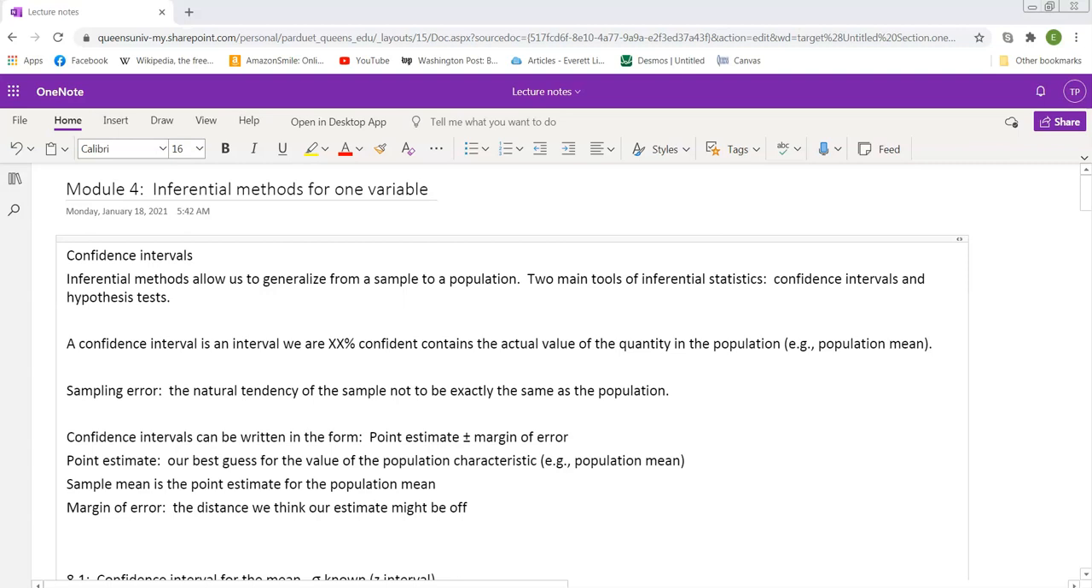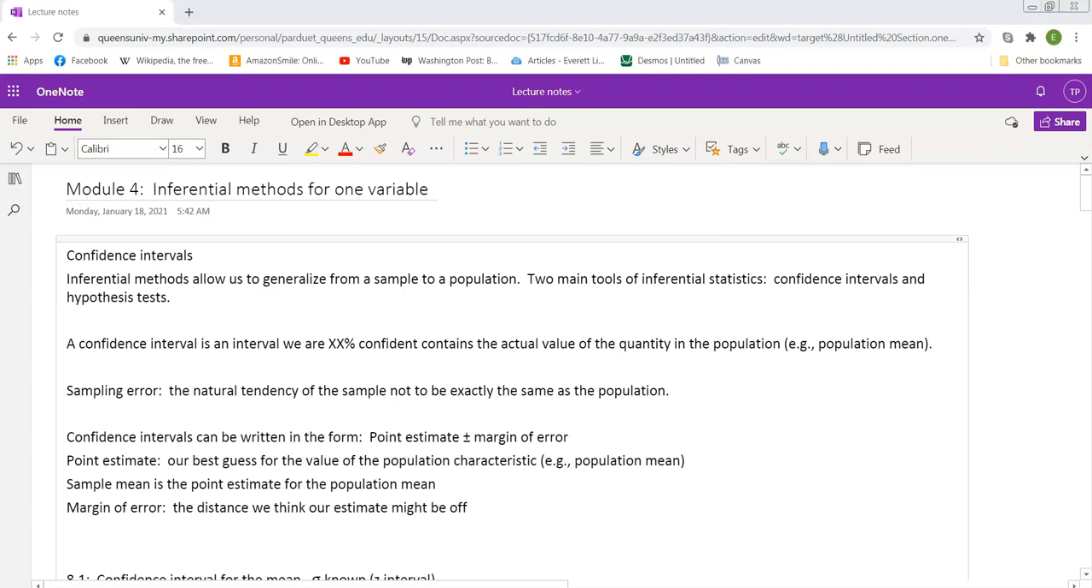So a confidence interval, which is what we're going to be doing this week, is an interval that we are some degree of confidence, usually 95%, but it could be other values as well, contains the actual value of the quantity we're looking for, like the population mean.